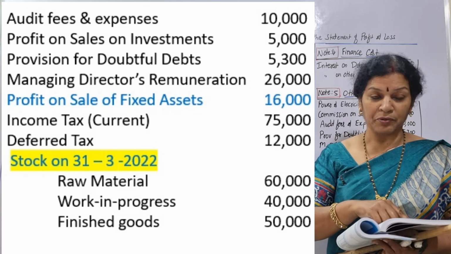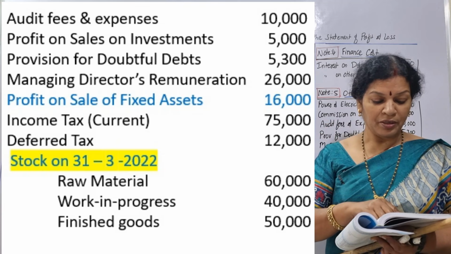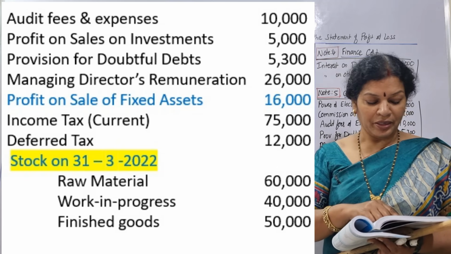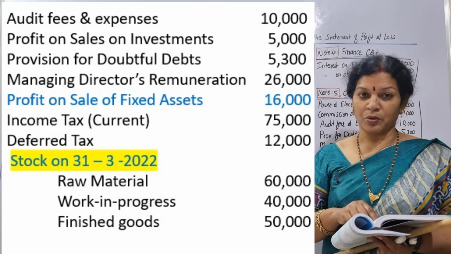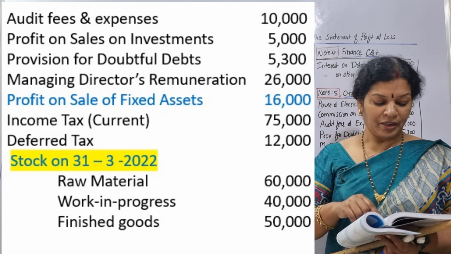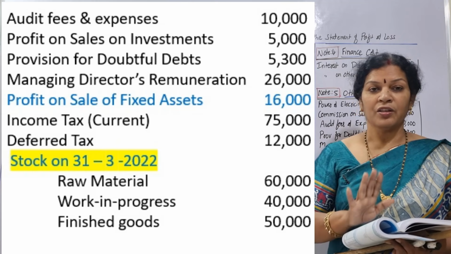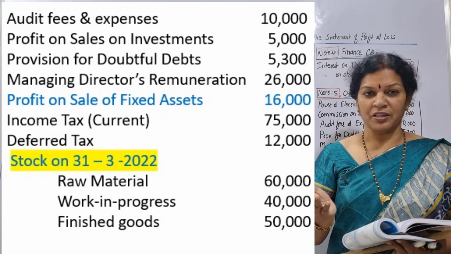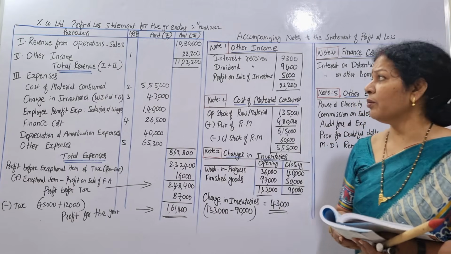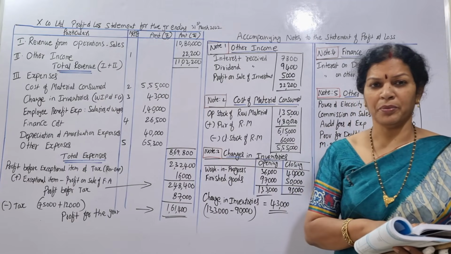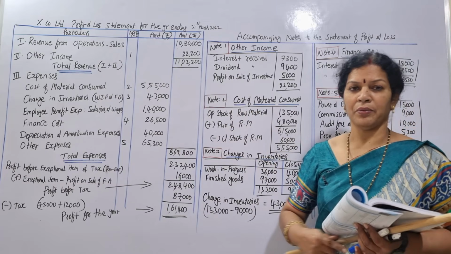End of the problem, 31st December 2023. So end of the problem: closing raw material, closing work in progress, and finished goods. These three we are going to consider separately. Now, did you understand the problem? See how I have done the problem.